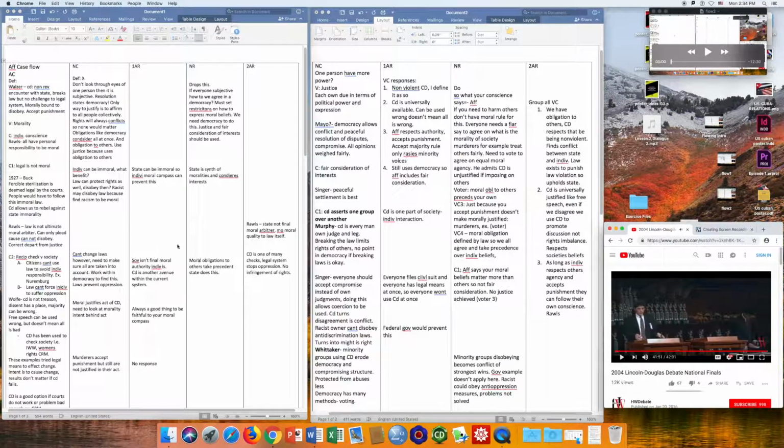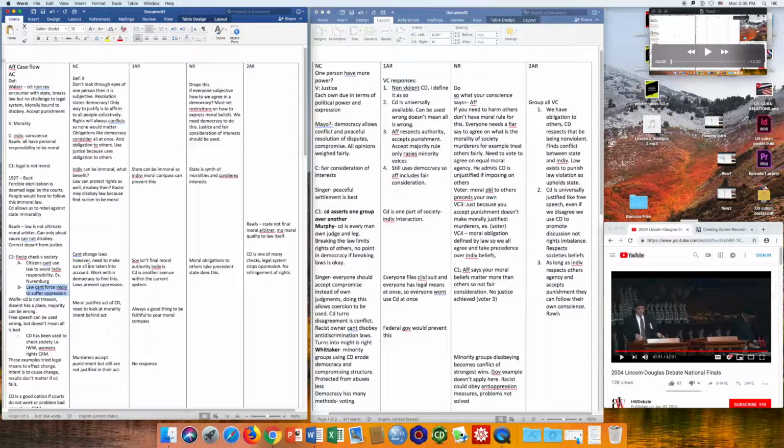So there you have the debate. That's how a flow should work. Quick thing, if you look at how things flow across, like in contention 2, that he's talking about, it's CD is a reciprocal check on society. Citizens can't use the law to avoid individual responsibility. The law can't force us to suffer oppression.